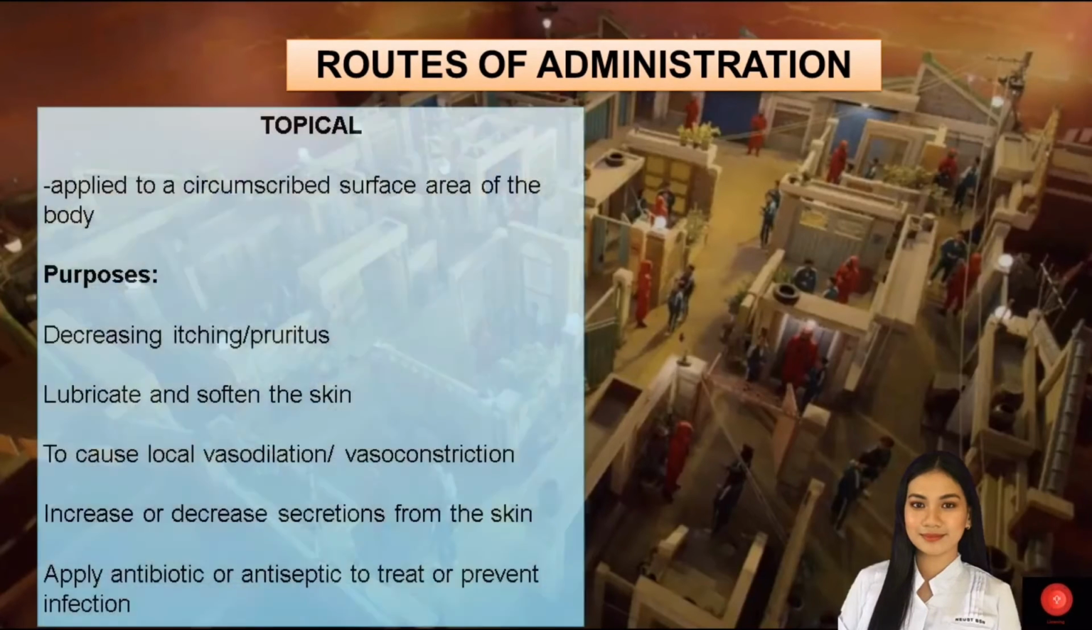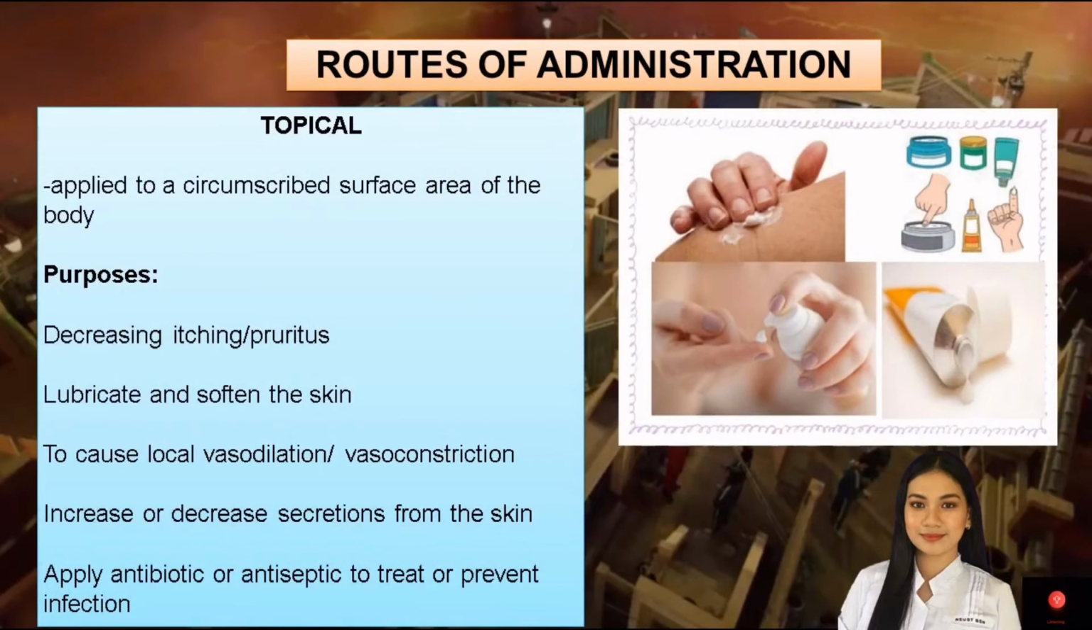Next, topical. It is applied to a circumscribed surface area of the body. The purpose of this is to decrease itching or pruritus, lubricate and soften the skin, to cause local vasodilation or vasoconstriction, increase or decrease secretions from the skin, and apply antibiotic or antiseptic to treat or prevent infection.